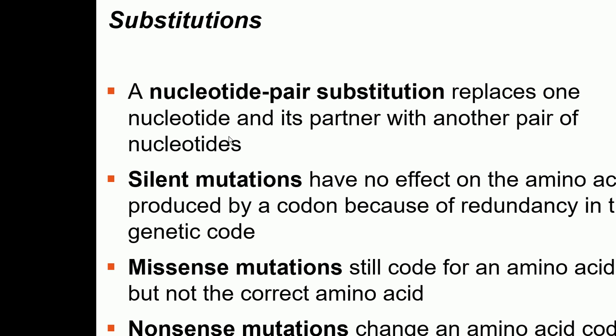Missense mutations are those mutations which change the amino acid. Nonsense mutations are a kind of mutation because of which the codon becomes a stop codon. Okay, because of a mutation, the codon becomes a stop codon and it stops the process of translation. Those kinds of mutations are called nonsense mutations.